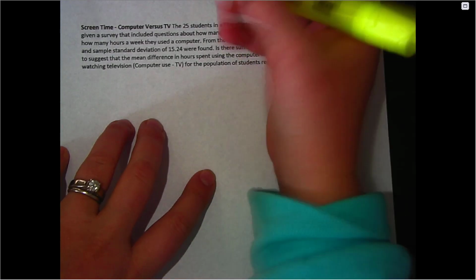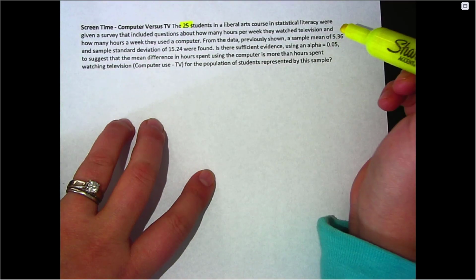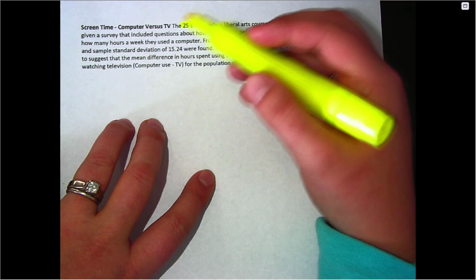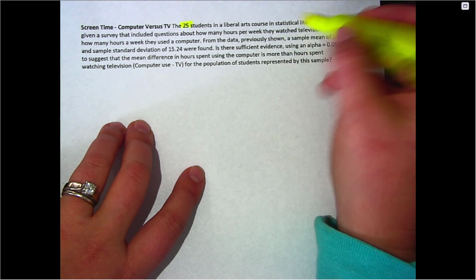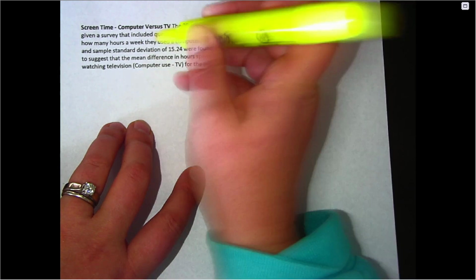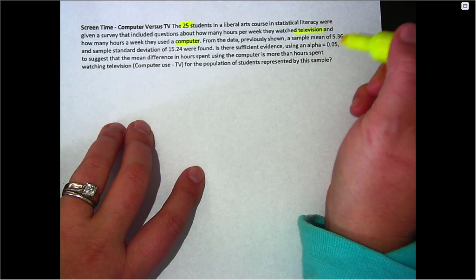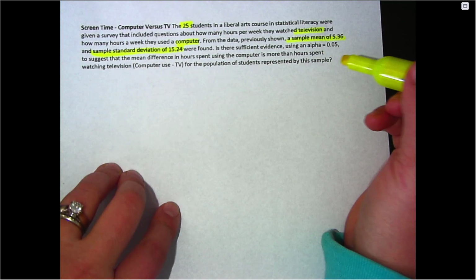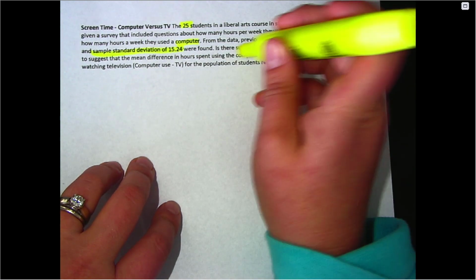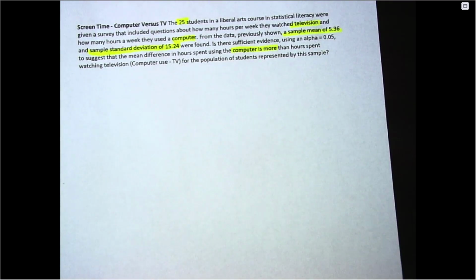So we had 25 students at a liberal arts college, and it was asked of these 25 students how many hours of TV and computer they watched per week. So those are going to be our two variables. We have a sample mean of 5.36 and a sample standard deviation of 15.24. And we are going to see if computer is more. So this is mostly what we're interested in.